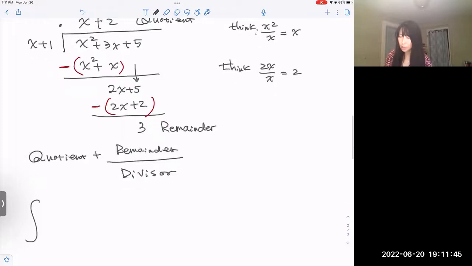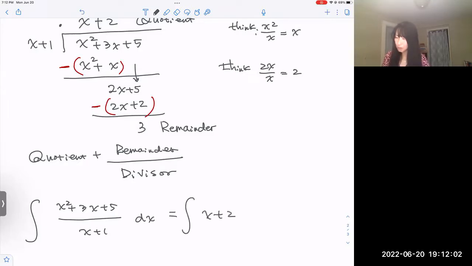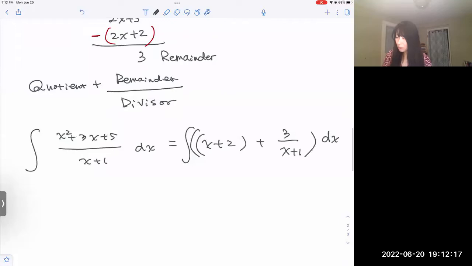Okay, so look, we have the integration. Then this is the same as quotient, which is x plus 2, then plus the remainder, and dx. Okay, now looks like there is too much parentheses, but we can do one by one, right? So like a term by term, so we can do that.